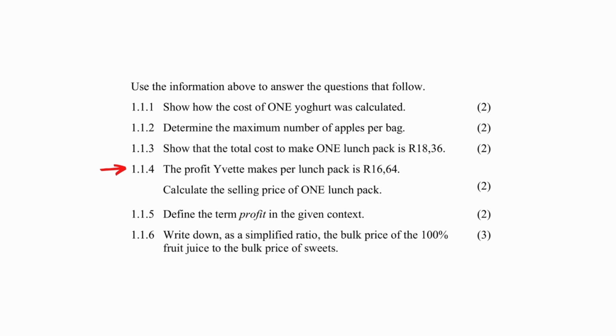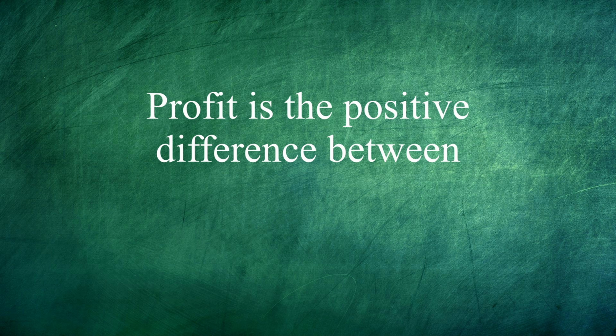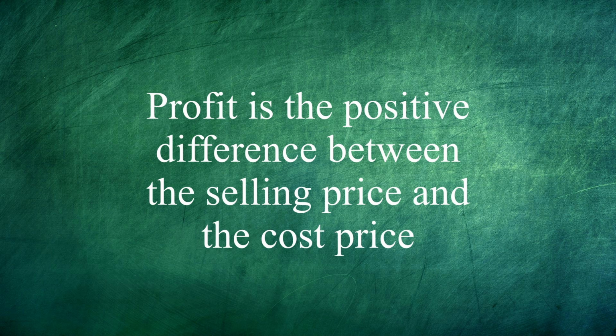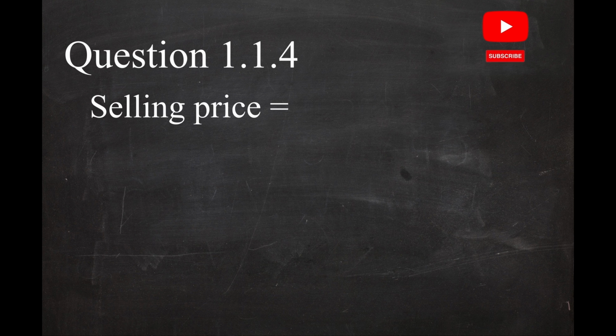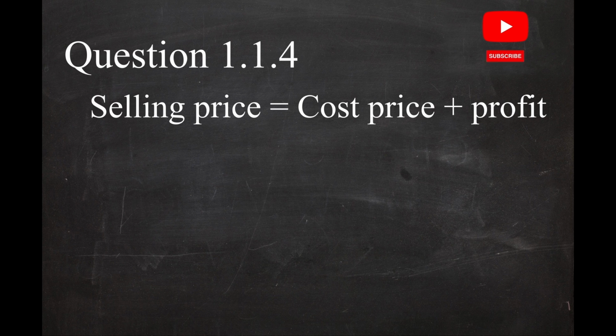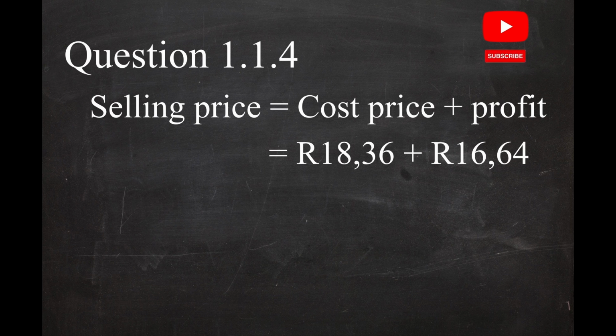In question 1.1.4, you have to calculate the selling price of one lunch pack if the profit per lunch pack is R16.64. The profit is the positive difference between the selling price and the cost price. So the selling price equals the cost price plus the profit. The selling price for one lunch pack is R18.36 plus R16.64, and this equals R35 per lunch pack.